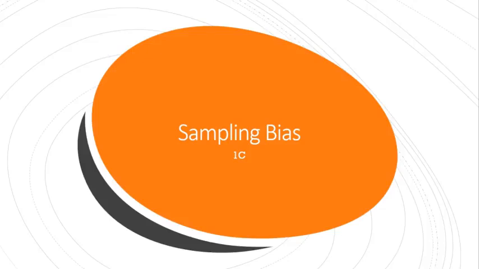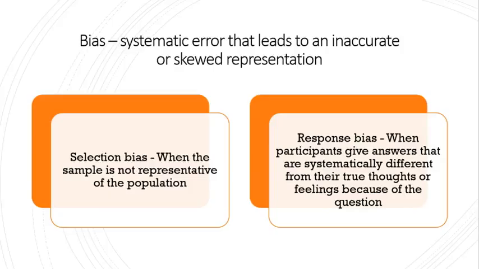Section 1C, we're going to talk about bias that can occur in sampling and surveys. So we define bias as a systematic error that leads to an inaccurate or skewed representation. It can come in one of two ways typically. We can have selection bias, where the sample that we choose is not representative of the population. So if something about the way we took our sample means that our sample is way different than the rest of our population, that's selection bias, and that's going to lead to some results that might not be fully accurate.